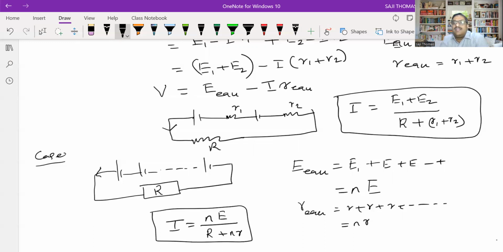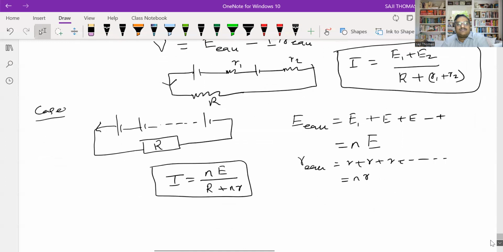So remember, when cells are connected in series, the equivalent EMF is equal to the sum of the individual EMFs, and the equivalent internal resistance is the sum of the individual internal resistances.